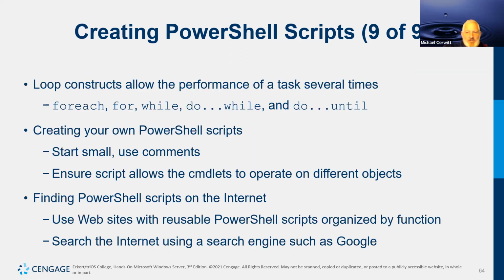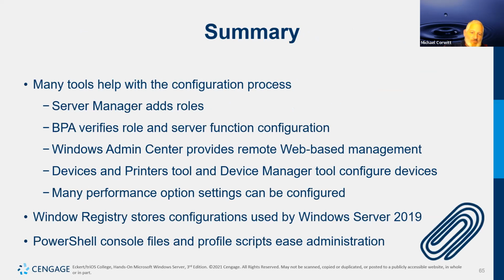Okay, and then of course we're creating the scripts, and we'll be doing that with the book summary. Our summary is: many tools help the configuration process. We have Server Manager, add roles. We have best practices, verify roles, and server function configuration. Windows Admin Center provides remote web-based management. Devices and printer tools: the Device Manager tool configures devices. Many performance options settings can be configured. The Windows registry stores configurations used by Windows Server 2019. PowerShell console files and profile scripts ease administration.